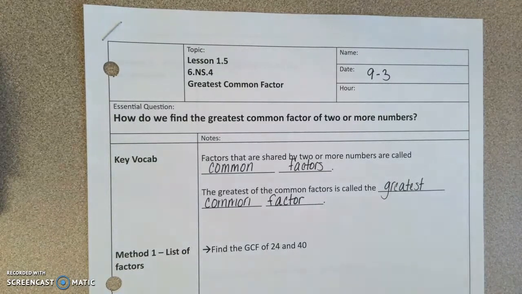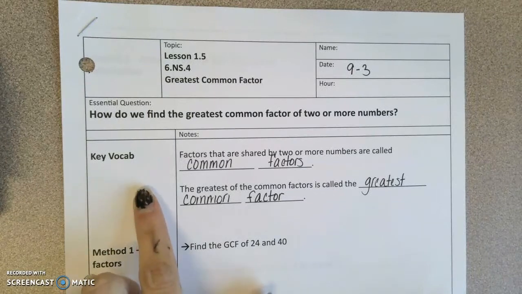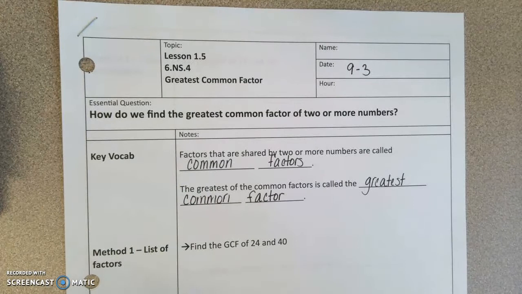Today we're looking at finding the greatest common factor of two or more numbers. So we do have some key vocabulary words as we start today. We reviewed factors when we talked about factor pairs yesterday. Those are numbers that you can multiply to get a certain product.